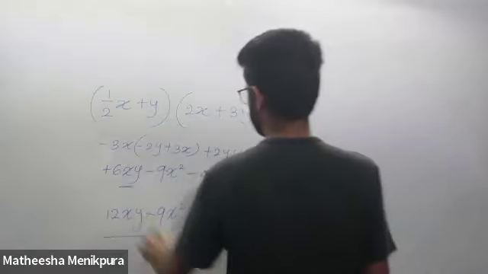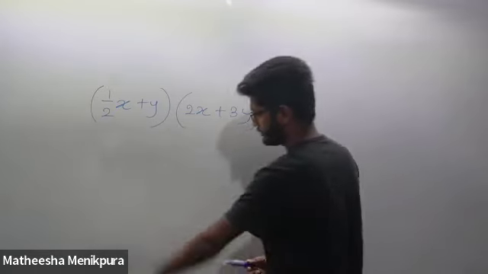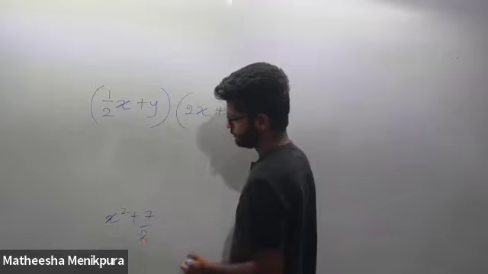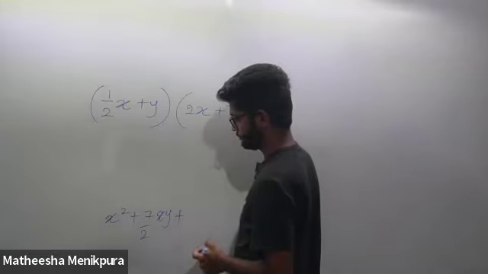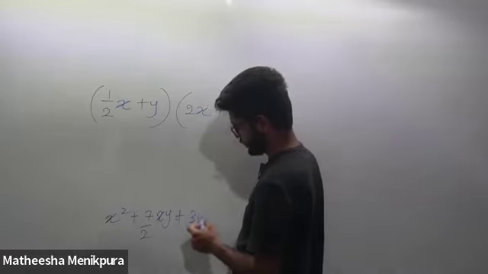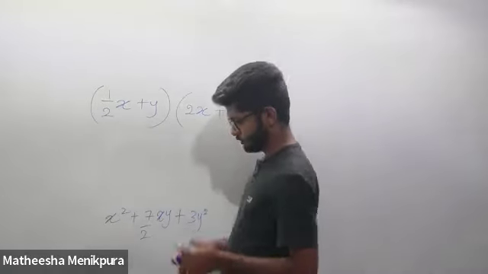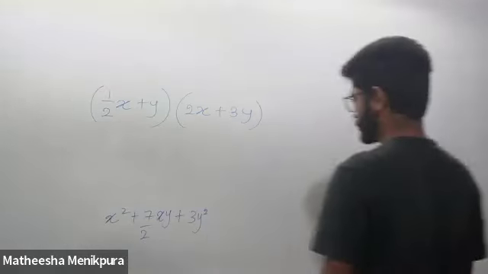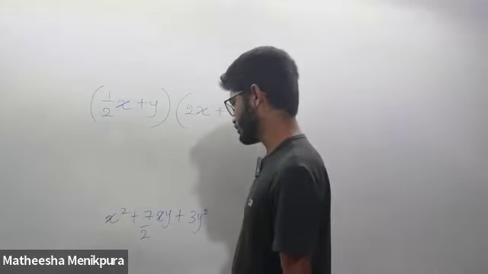Sir, finished. What is the answer? X squared plus 7/2 xy plus 3y squared. So we got answer x squared plus 7 over 2xy plus 3y squared.